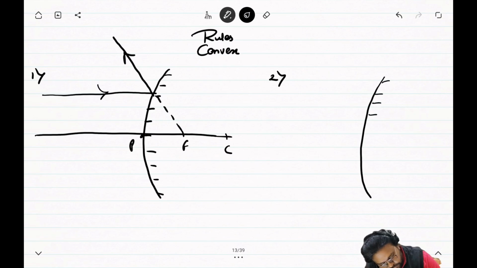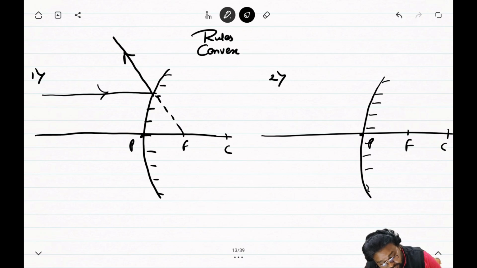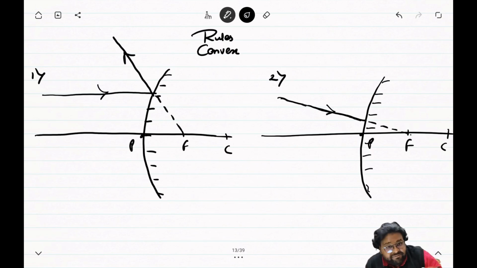Second rule, make sure to practice convex mirror a lot, because questions from convex mirror have come in previous years. So there is a possibility that it will come this year also. So make sure to practice a lot. Now if the light is falling towards focus, it won't fall directly, but it will point at a particular point. After reflection, it would be parallel to the principal axis. That is your second rule in convex mirror.